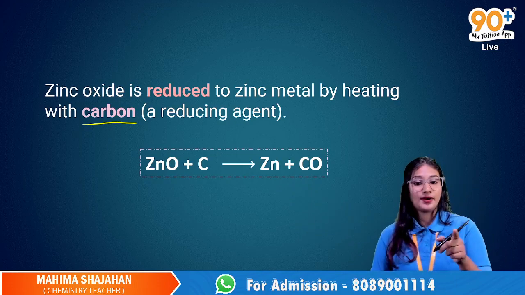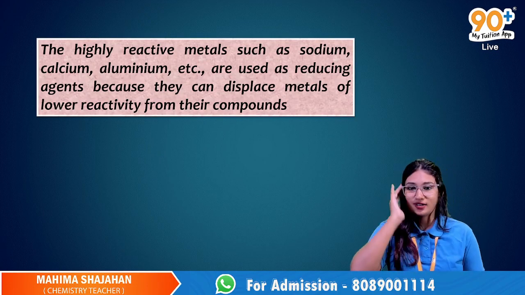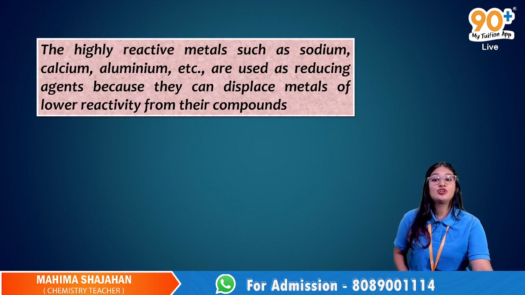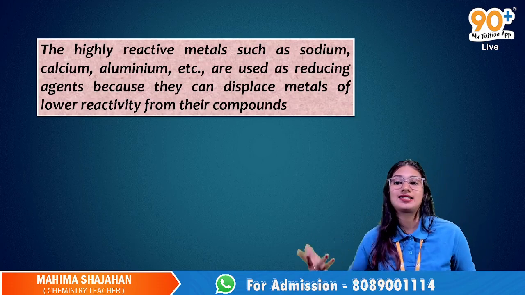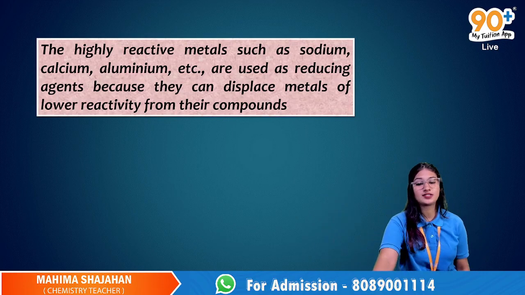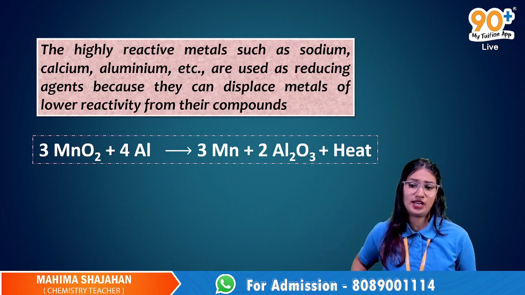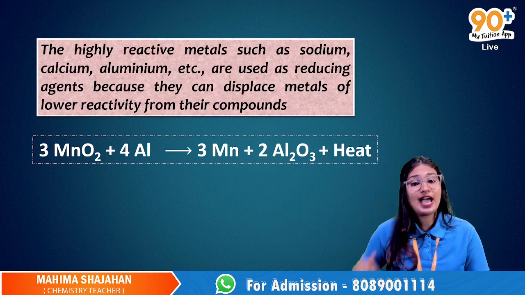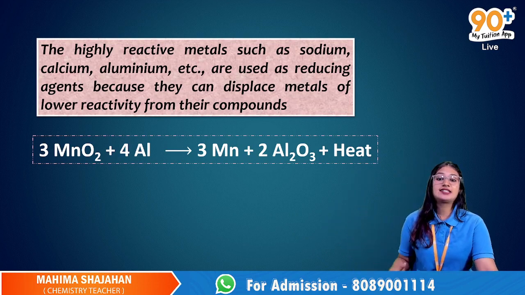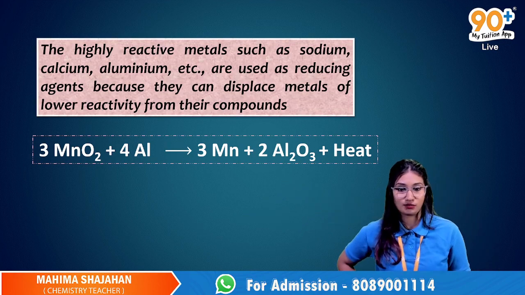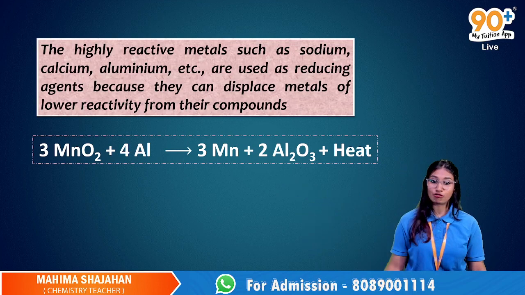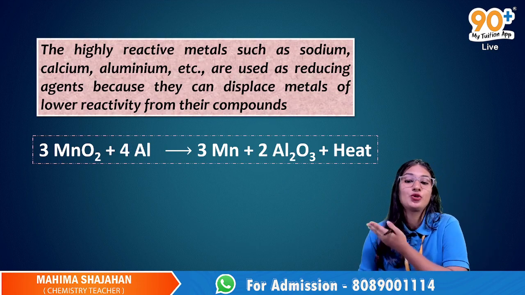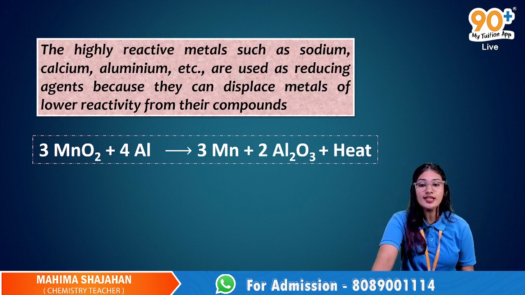Now carbon cannot be used as a reducing agent in every case. Look, highly reactive metals such as sodium, calcium, aluminium, etc. are used as reducing agents because they can displace metals of lower reactivity from their compounds. For example, MnO2 reacts with aluminium, a highly reactive metal. Aluminium is the reducing agent and it reduces MnO2. In this process a lot of heat is released, a highly exothermic reaction. The heat released is so much that the manganese produced here will be in its molten state.